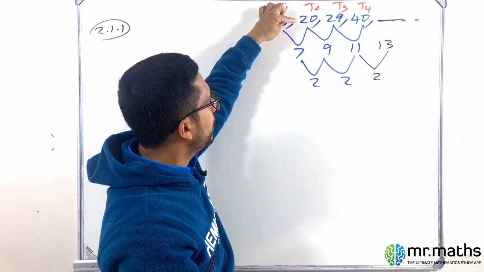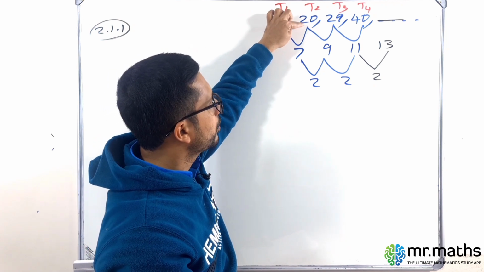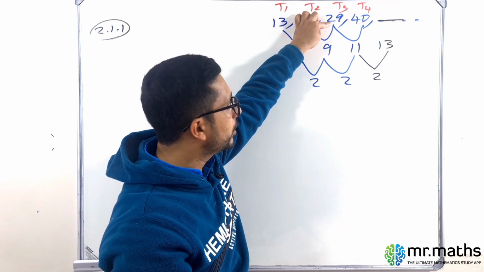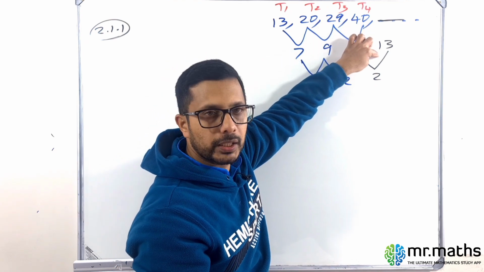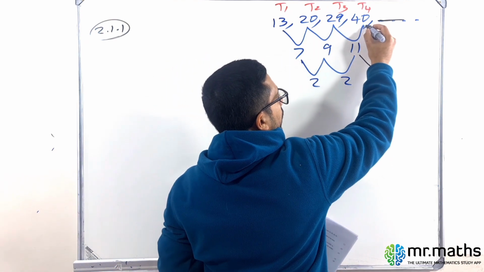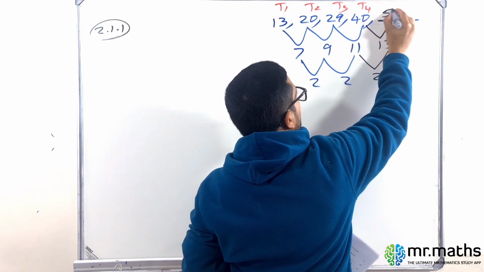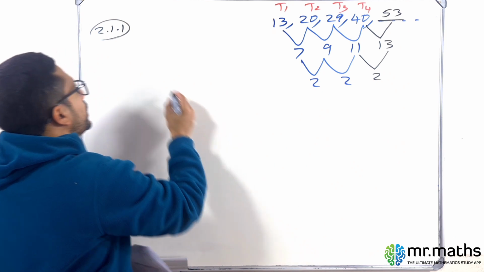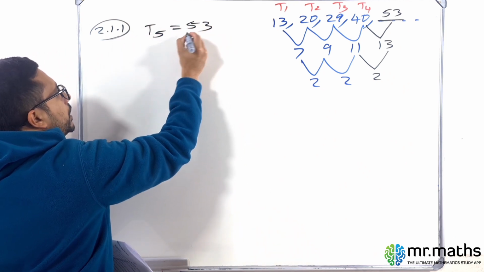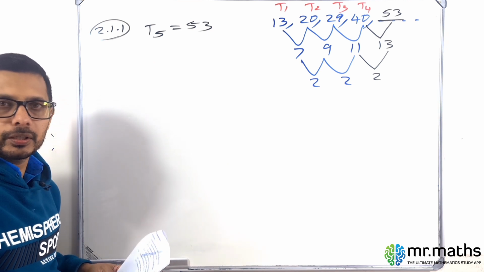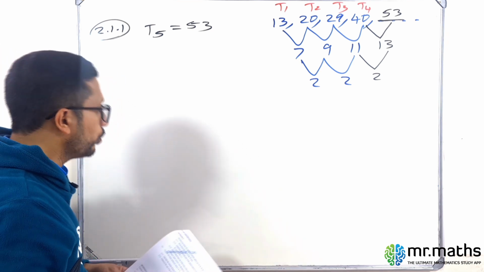Okay, similarly here also, how do you get this 20? 13 plus 7, 20. 20 plus 9, 29. 29 plus 11, 40. So next one is 40 plus 13. Am I right? This 40 plus this 13, that is this number. So 40 plus 13 is 53. So it means that the fifth term is 53. You understand? Okay, so that is 2.1.1. Now let's move to the next question.